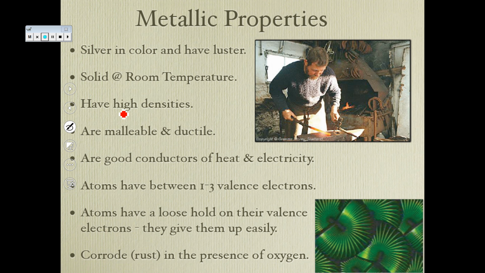Metallic properties. Metals are silver in color and have luster, are solid at room temperature, have high densities, are malleable and ductile, and are good conductors of heat and electricity. Atoms have between 1 and 3 valence electrons. Atoms have a loose hold of their valence electrons. They give their electrons up easily, and they corrode or rust in the presence of oxygen.